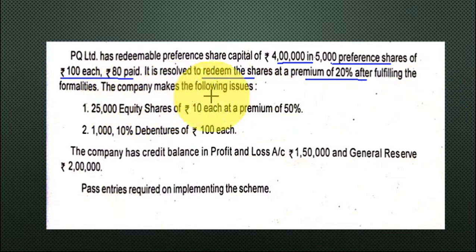So the company makes the following issues: 25,000 equity shares of rupees 10 each at a premium of 50%. So here what does it say? Fresh issue of equity shares. So there are chances where the premium amount is more. When there is a lot of demand for the share, definitely they can increase the premium. So don't get confused. It is not 5%. It is 50% itself.